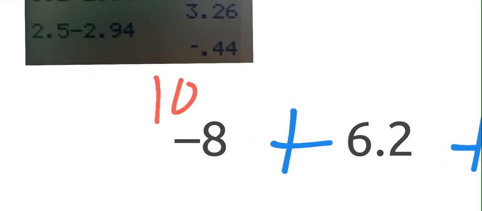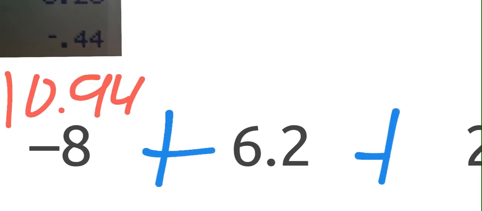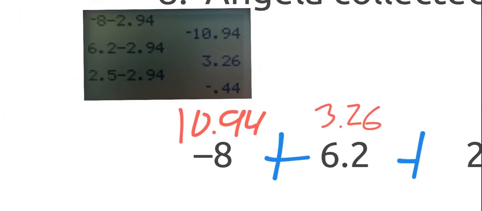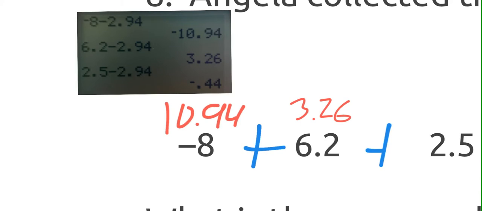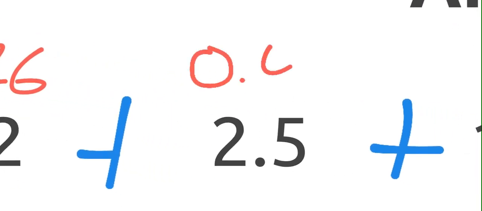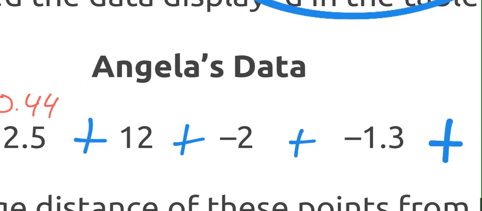Okay, so here's what I've done here. For that -8, I did -8 minus 2.94, and my distance is 10.94. So right here, I'm going to keep 10.94. 6.2, I minus that 2.94, and I got 3.26. And then for 2.5, I subtracted the 2.94 and got 0.44. And I'm just dropping the negatives right now, so I've got 0.44.